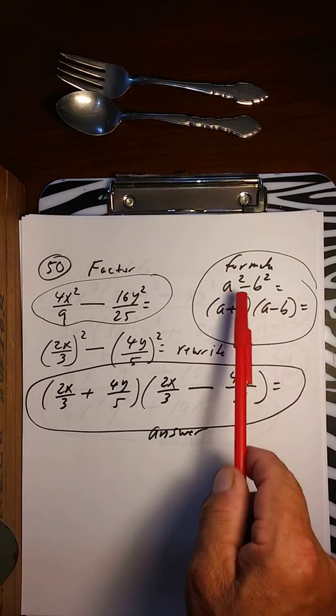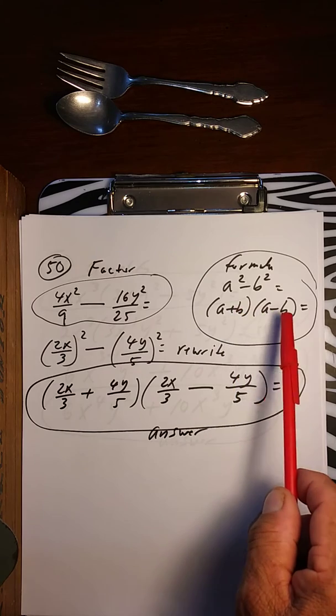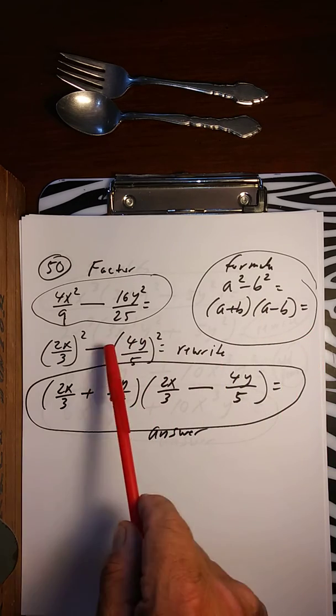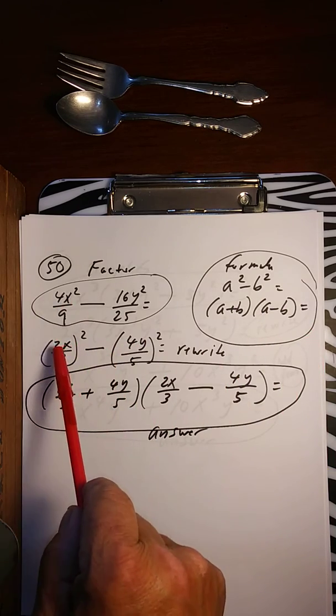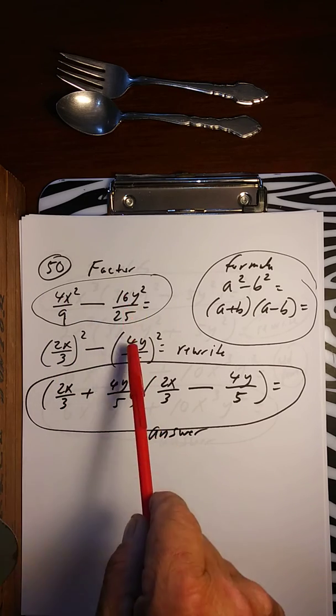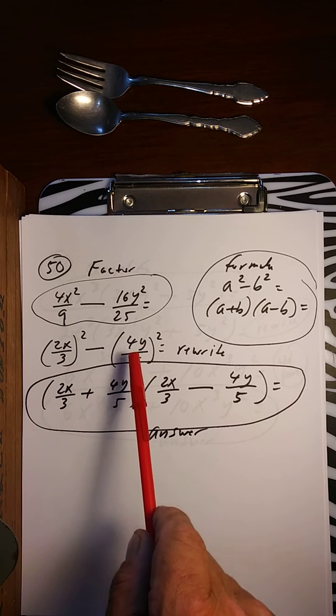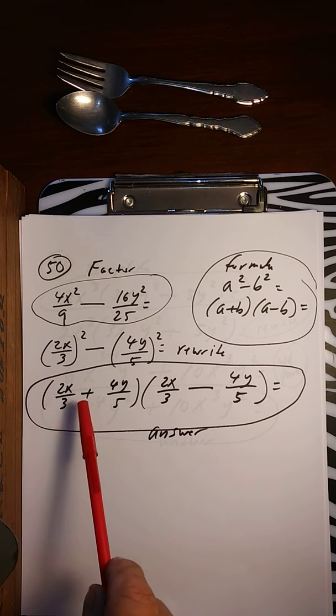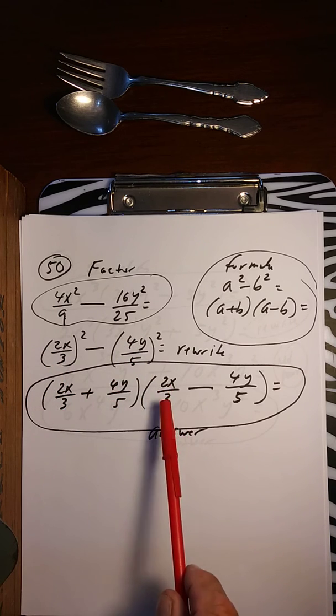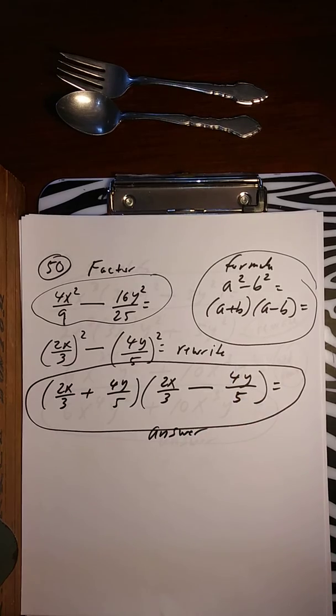Factor this. a squared minus b squared equals a plus b, a minus b. So now to do this, we're going to rewrite this as 2 times 2 is 4, 3 times 3 is 9, 4 times 4 is 16, 5 times 5 is 25, so 2x over 3, 4y over 5. So that's going to be 2x over 3 plus 4y over 5, 2x over 3 minus 4y over 5, using that formula.